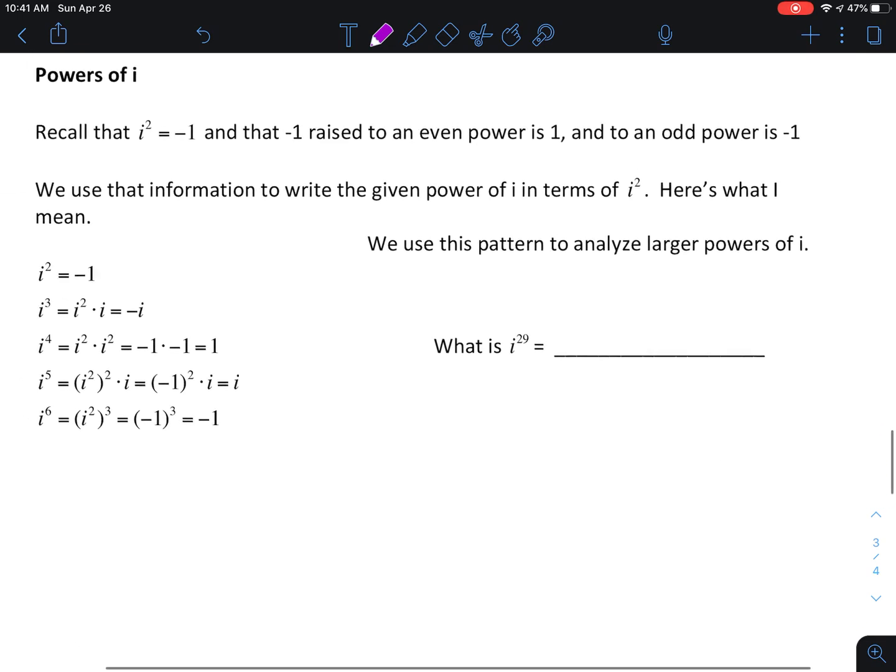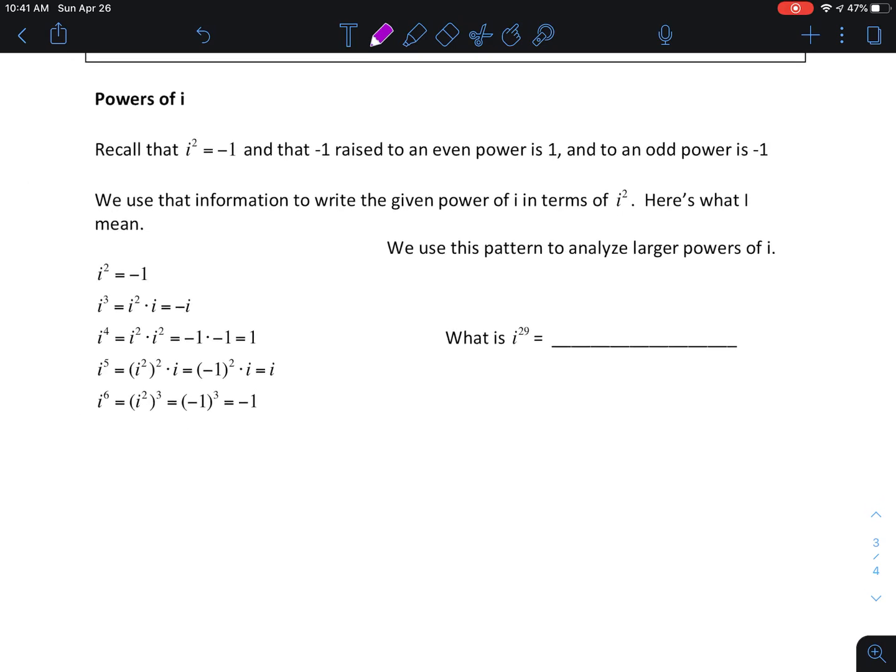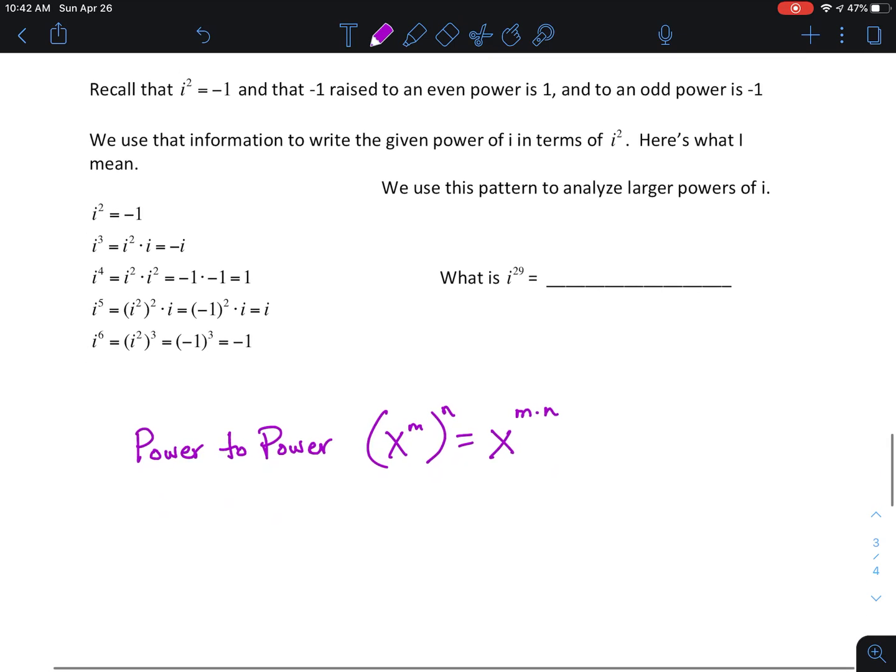What happens when i is raised to a power greater than 1? You could still simplify that, okay? But it always does come back to making it into i squared, because we know i squared is equal to negative 1. One of the things I want you to remember is two things, actually. We have the power to power property, right? Power to power says that if I have x to the m raised to the n, that's x to the m times n, right? So that's going to come into play here.